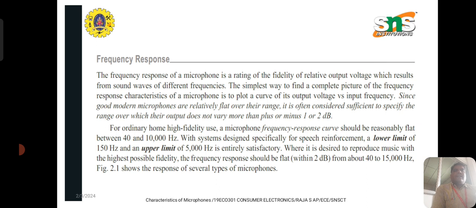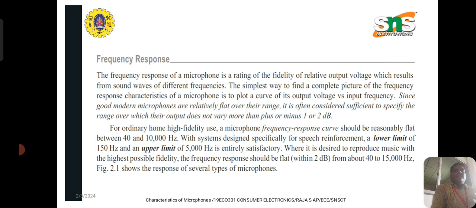how a particular microphone can be suitably used for all the various different frequencies. The simplest way to find a complete picture of the frequency response characteristics of a microphone is to plot a curve of its output voltage versus its input frequency. Since good modern microphones are relatively flat over the range, it is often considered sufficient to specify the range over which their output doesn't vary more than plus or minus 1 or 2 decibels.